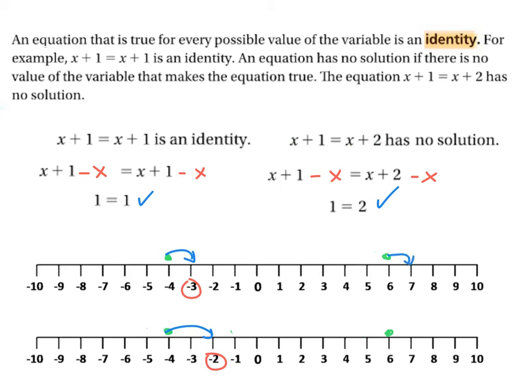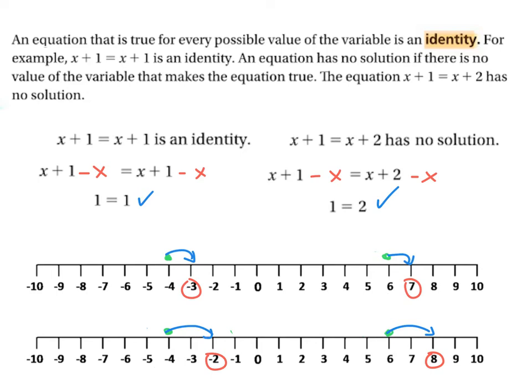For this one, we start at the same number, but then we advance 1. And on this one, we advance 2. Do we land on the same number? No. In fact, as you can see, if you start at the same place and then you do different things, you're going to end up at different locations. And with both of these, identities and no solution, the idea is that you're starting at the same place.